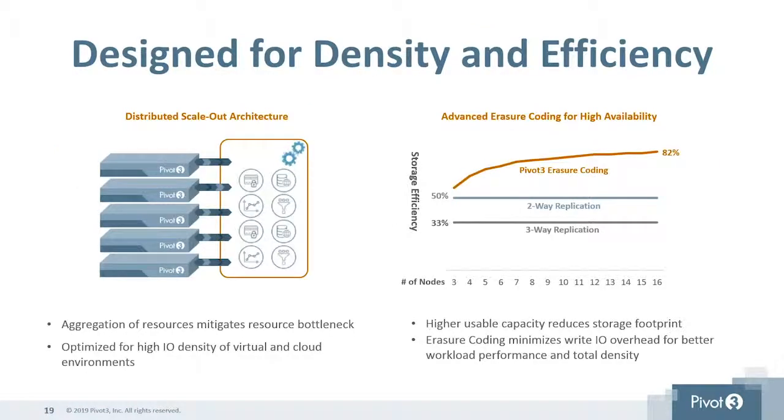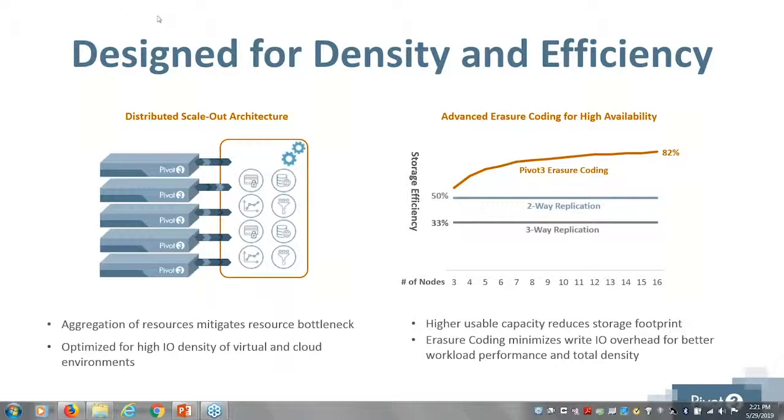Right, so just getting into the architecture, what you see here is the foundation of what Pivot3 is built on. On the left-hand side, distributed scale-out architecture. What you see there are 5 industry standard server nodes running Pivot3 software, Acuity Data Center. And really the Acuity Data Center series software is the one that aggregates resources and provides storage services to the workloads above it.